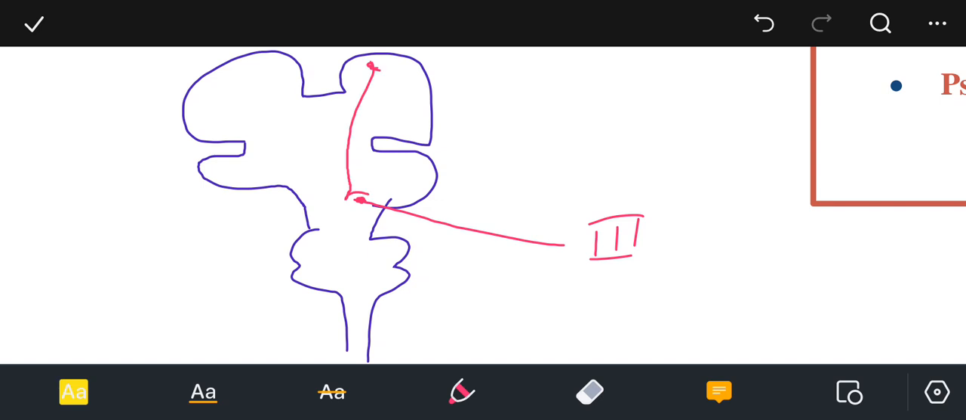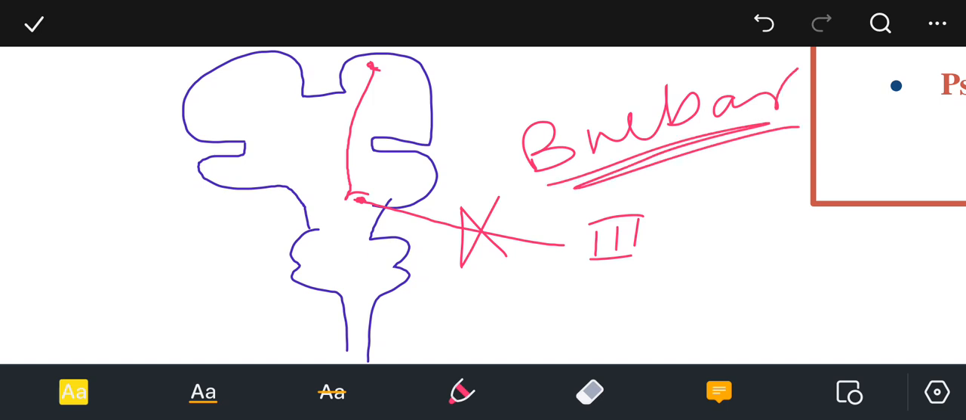Right? If the lesion is in this nerve directly, that is called a bulbar lesion, and the cranial nerve itself is directly affected. If the lesion is in the upper motor neuron, then this nerve will overfire, because that will give us upper motor neuron type of symptoms.